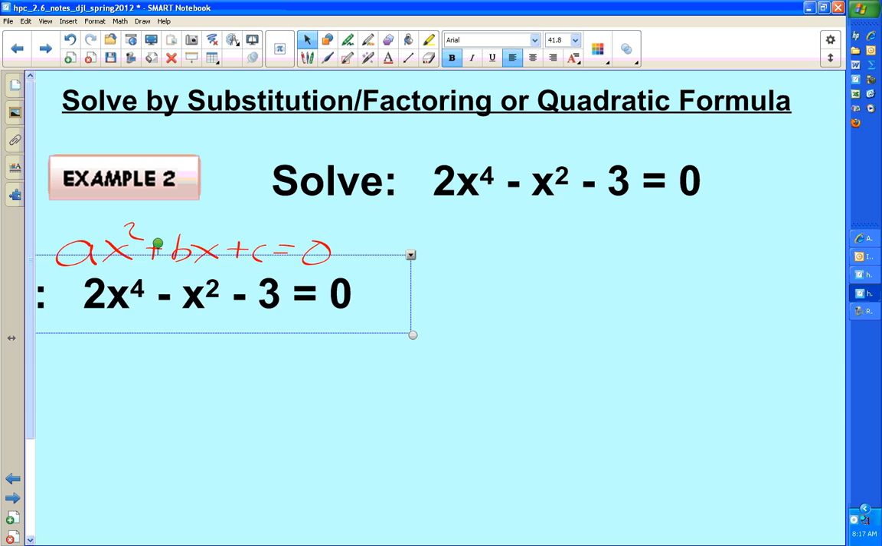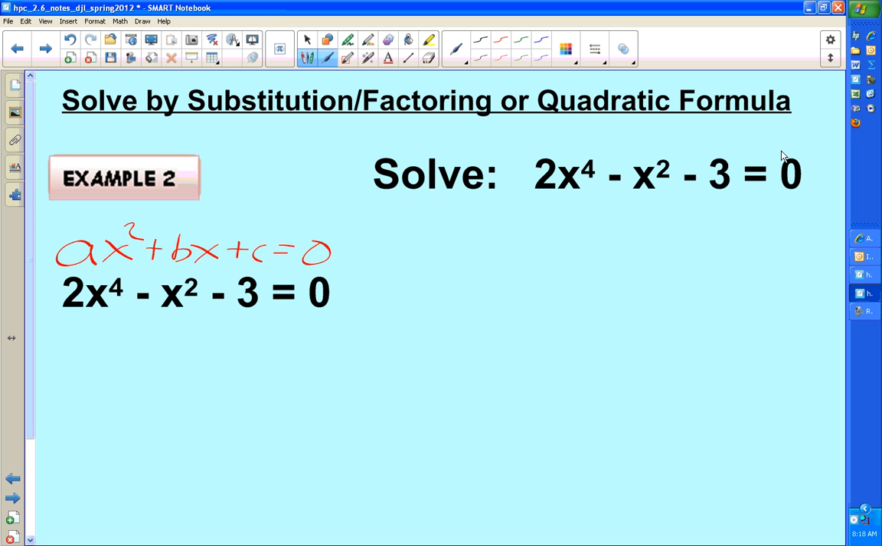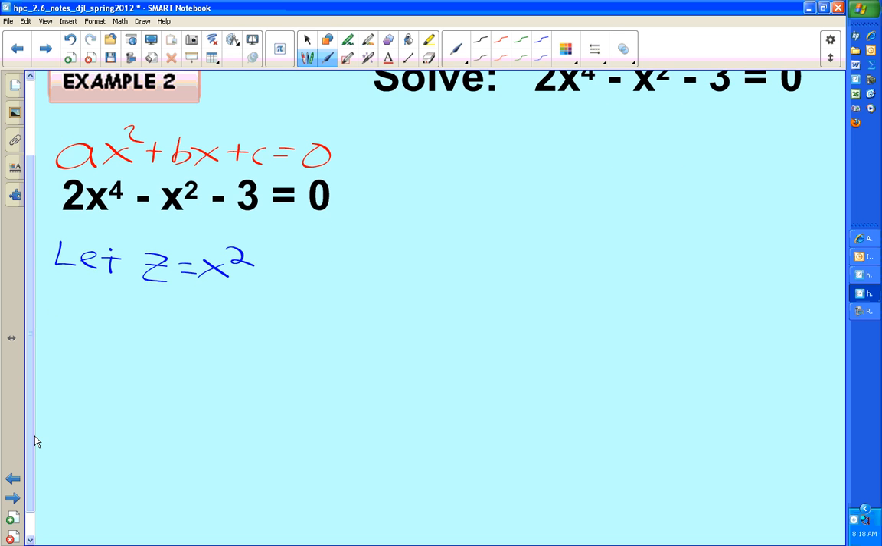This one, right here. One way is to say, look, this power stuff is confusing me, so let's let Z equal x squared. Just go to the land of make-believe. You're in charge. Let Z equal x squared. Remember, we're going to be solving for x, though. If Z is equal to x squared, how can I rewrite this with Z's? 2Z squared minus Z minus 3 equals 0. This is right in your comfort zone.